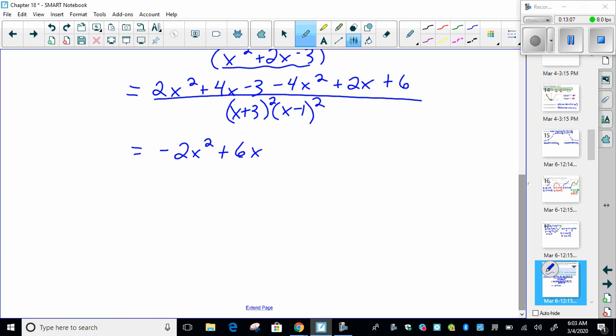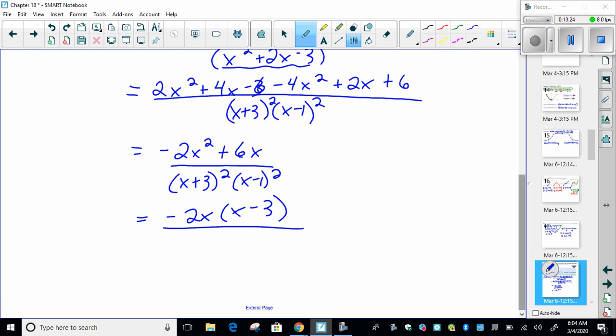Oh, up top here I missed. This is a minus 6. Sorry about that. And then those 6's cancel out. Good. And then that's over x plus 3 squared times x minus 1 squared. Factor in that numerator, you get negative 2x times x minus 3. And in the denominator, you get x plus 3 squared times x minus 1 squared, which is what they wanted in the top. That's what they showed. So you just showed the derivative and where it is.